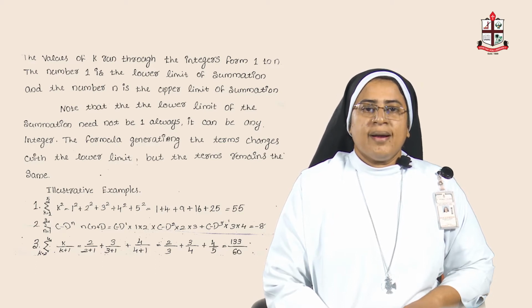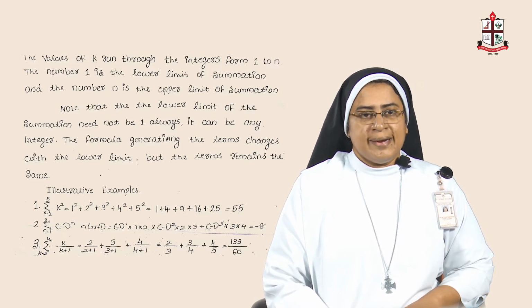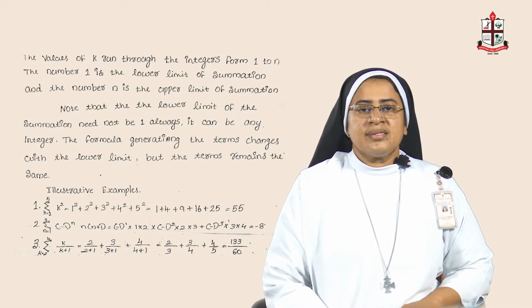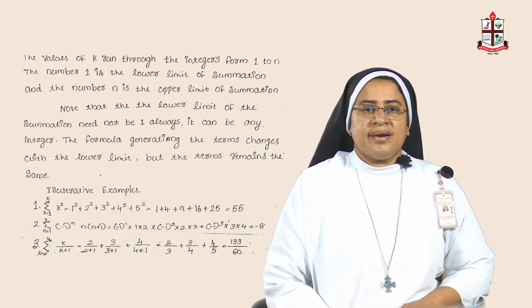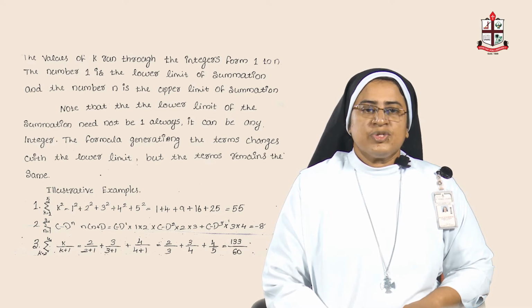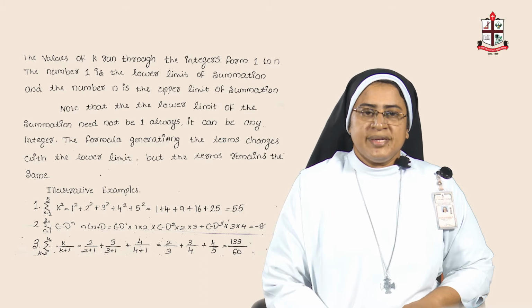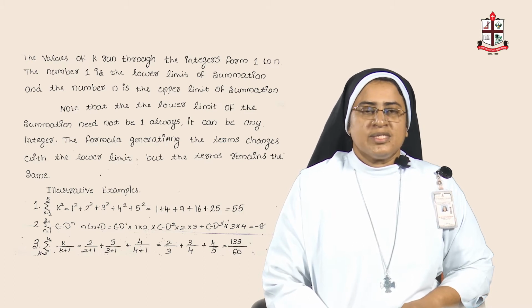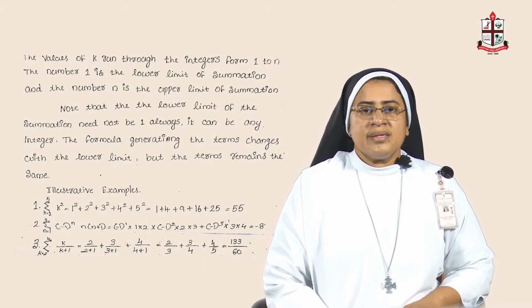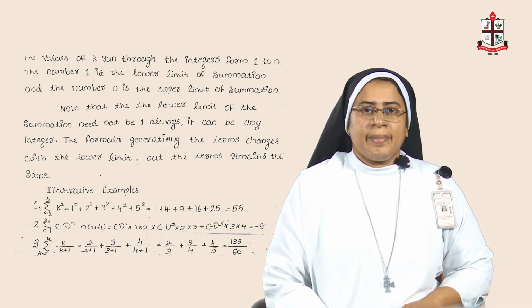The number 1 is the lower limit of summation and number n is the upper limit of summation. So, the lower limit of summation need not always be 1. It can be any integer. The formula generating the terms changes with the lower limit, but the terms always remain the same.